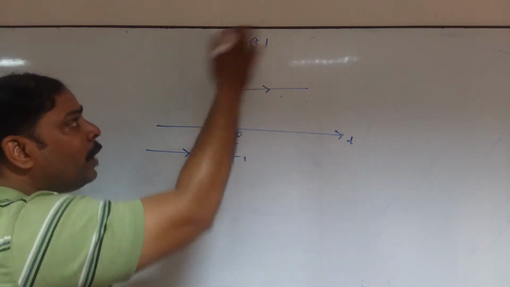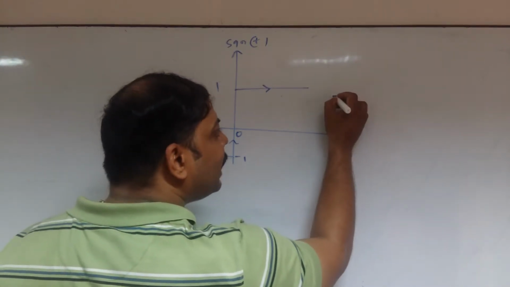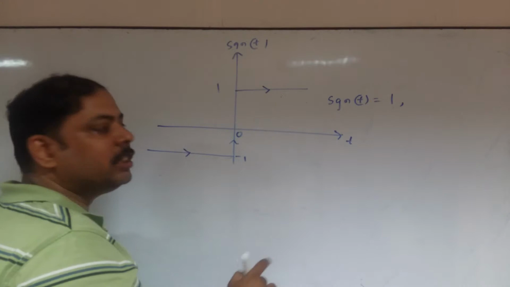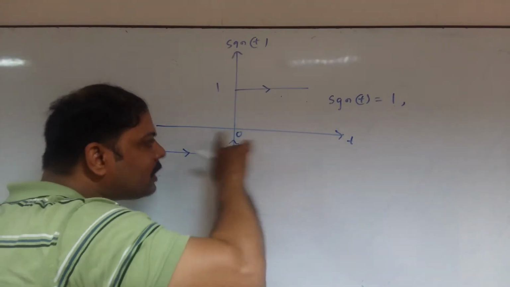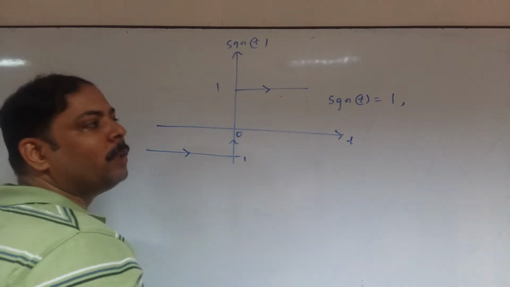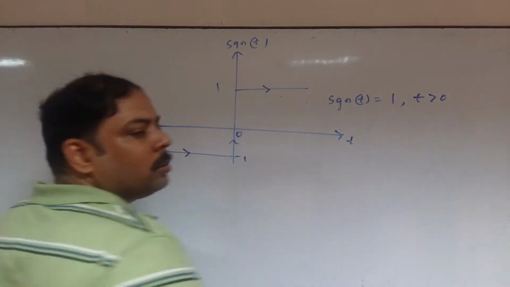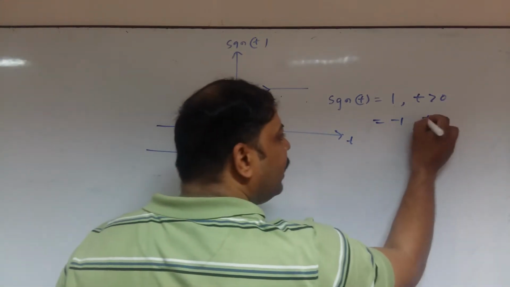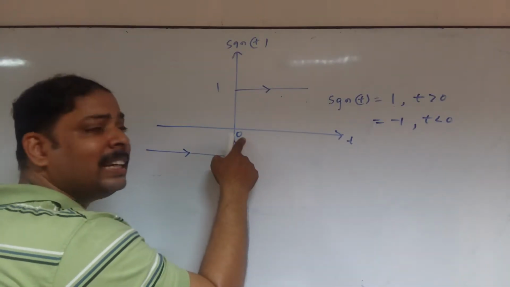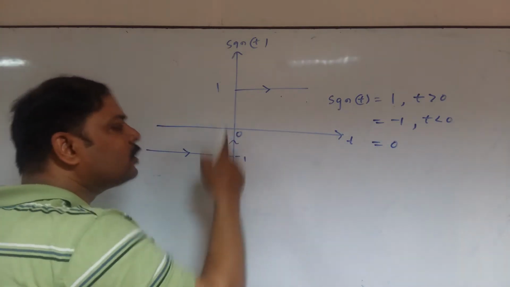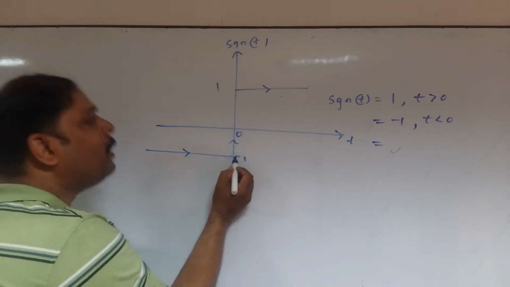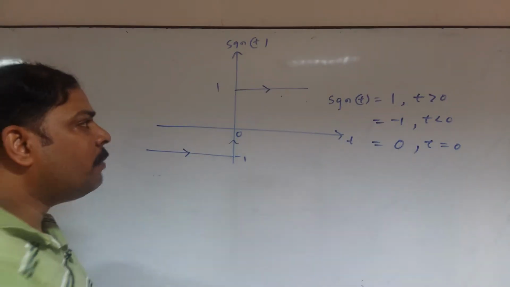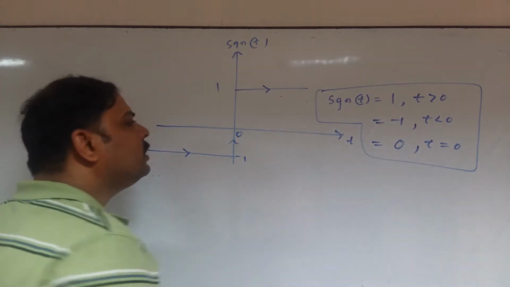Now, how to define this signum signal mathematically? You can define it in this manner. SGN(t) is equal to 1 when t is greater than 0. That means from 0 onwards, towards the right of 0, the value is 1. It is equal to minus 1 when t is less than 0. Now, what is the value at exactly t equal to 0? At t equal to 0, I have told there is a discontinuity. Therefore, you have to write the average value, minus 1 plus 1 by 2, which comes to 0. So this is the value at t equal to 0. This is the definition of the signum signal.